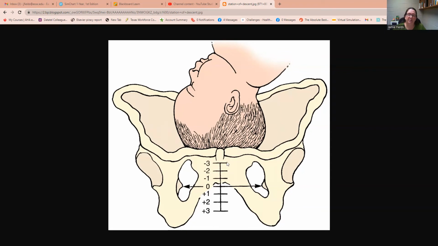We should be able to feel presentation, what part is coming first, most of the time. We might be able to feel position if we can feel the sutures on the skull. Now, swelling, the bag of water, different things may actually get in the way of us being able to feel those, but we would also note that on assessment.